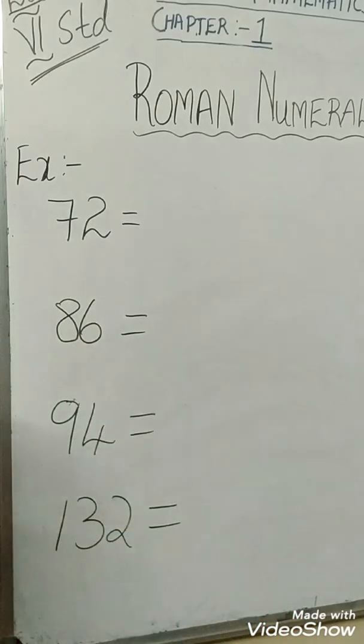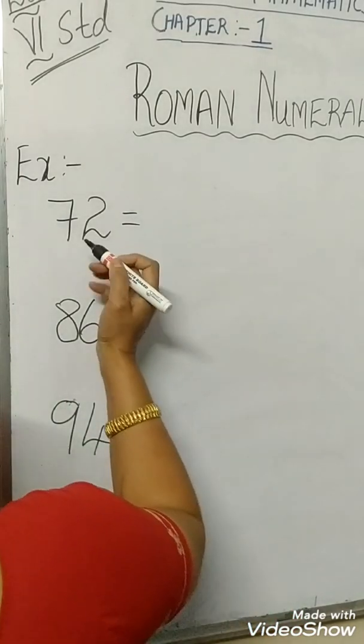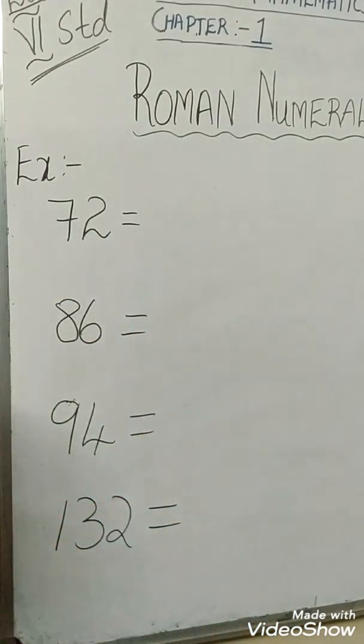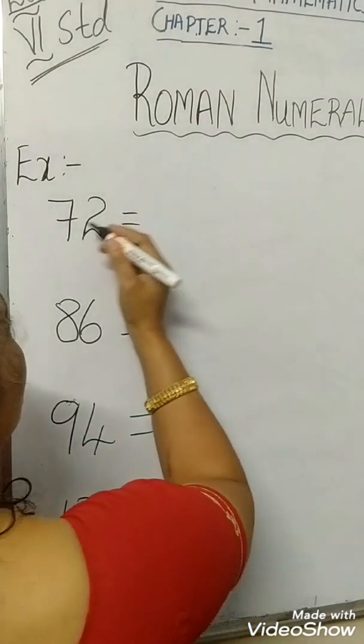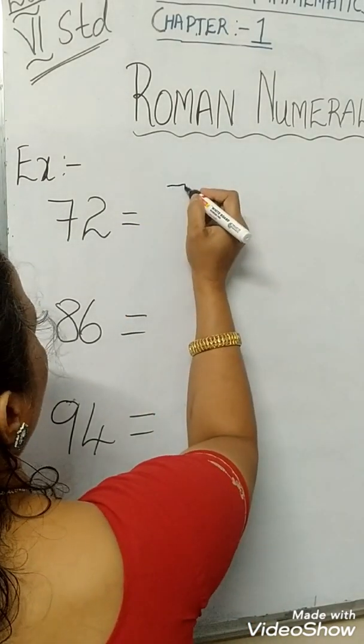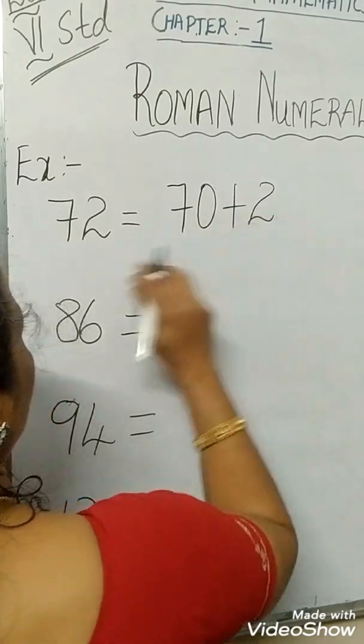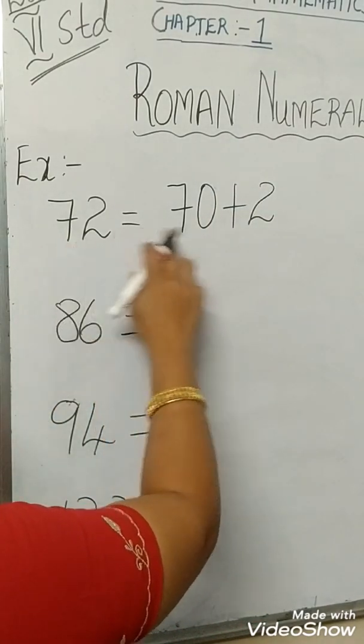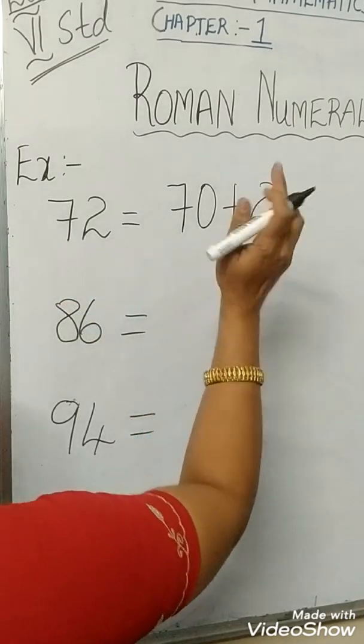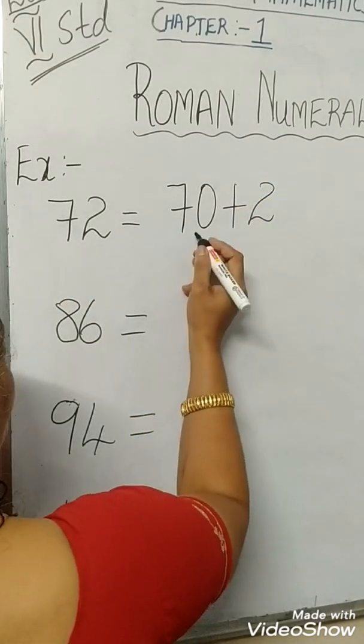Let us see these examples. How to write 72 in Roman numerals. Before writing this, we will split the number according to their place value. That is, it is 70 plus 2.